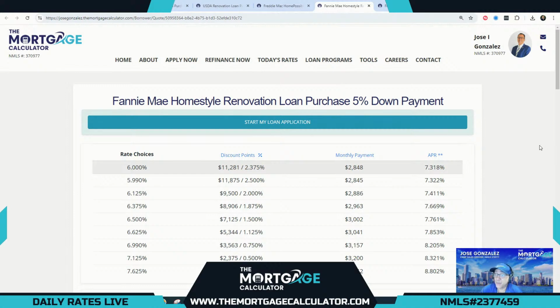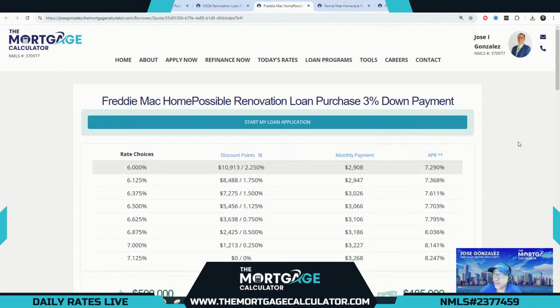Now we have our Fannie Mae HomeStyle renovation loan purchase. 7.625 is our lowest cost option at par, and you can buy that down all the way to actually 5.99% at a cost of 2.5 points. Now for a 3% down, yes, we do have 3% down renovation loan options.